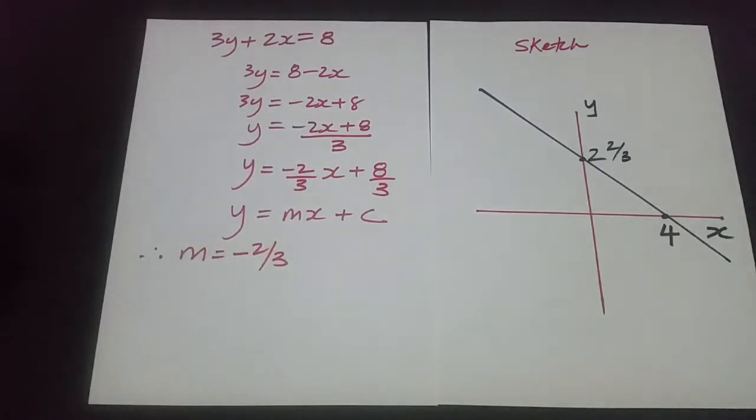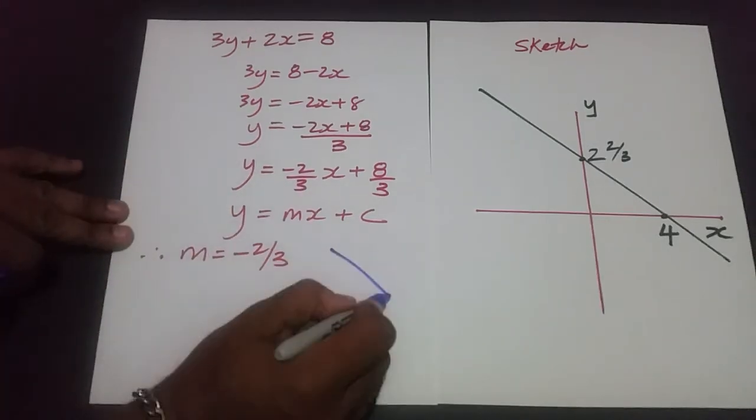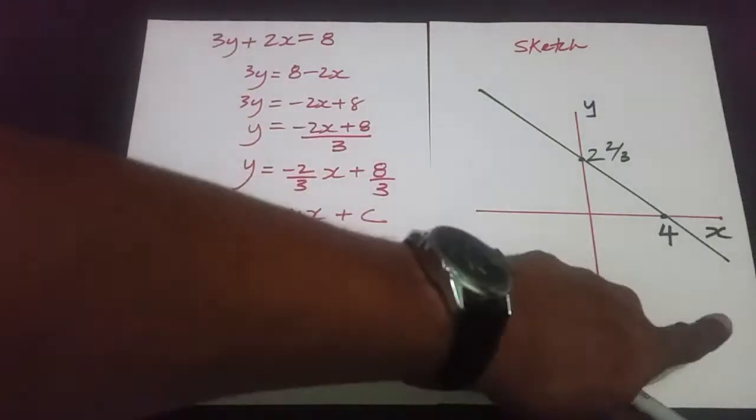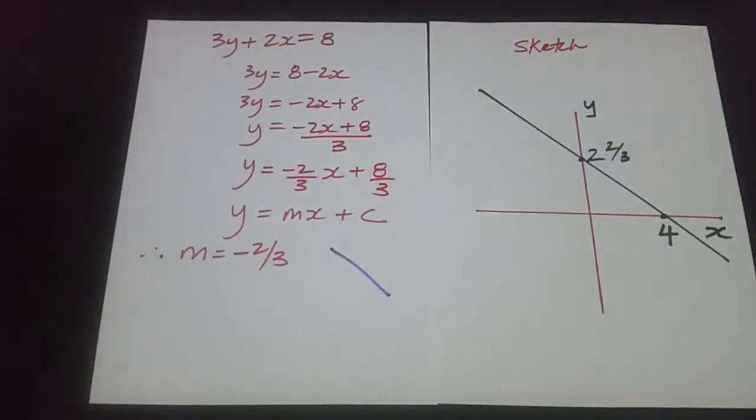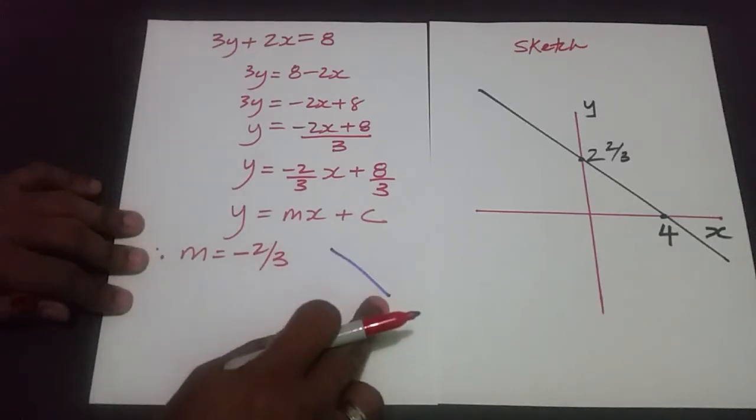And whenever the gradient is a negative gradient, the line should be in this orientation. And that is exactly what we got there. So, I've found the gradient, and that means I have an idea now of how the line is going to be falling, the orientation of the line.